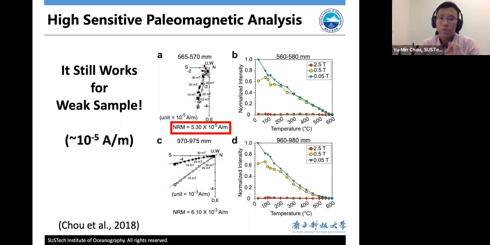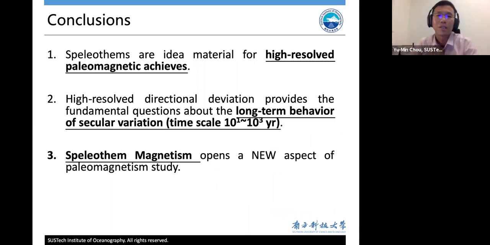So here's my conclusion. Speleothem is an ideal material for us to study high resolution records, especially for the long term secular variation or the geomagnetic excursion. And speleothem magnetism can open a new spectrum for our paleomagnetic study in the future, especially for the modeling people. They want to get the records with precise ages and reliable direction results.